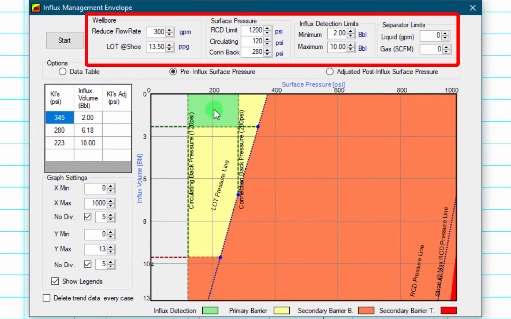And we see that we have a green zone, a yellow zone, an orange zone, and a red zone. Here in the bottom, we see what the legend is. The green zone is the influx detection zone. This is below our minimum detection limit.